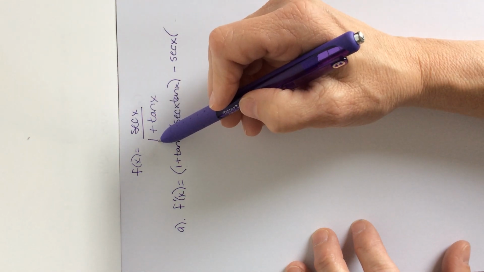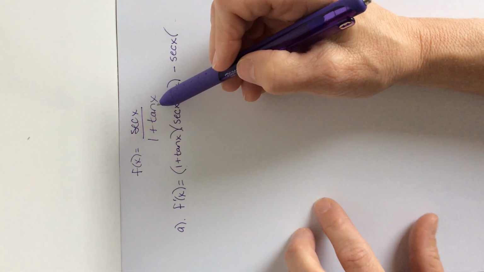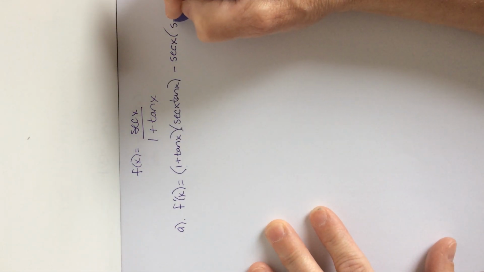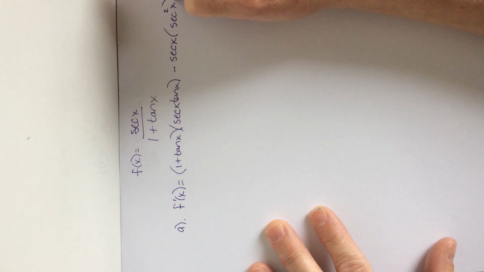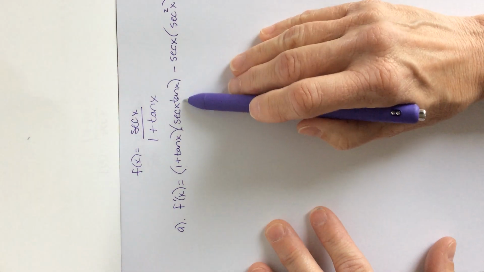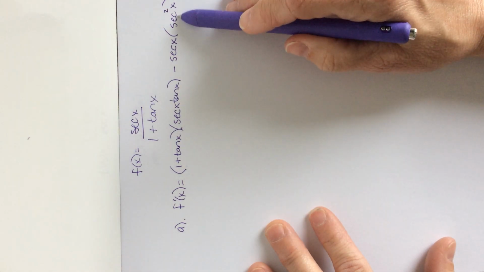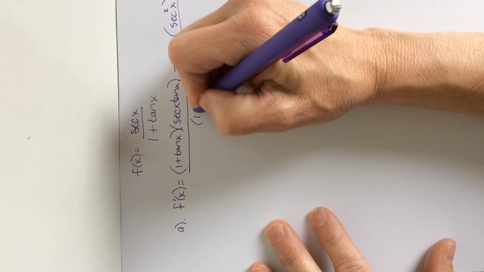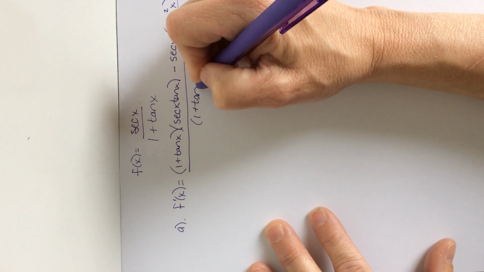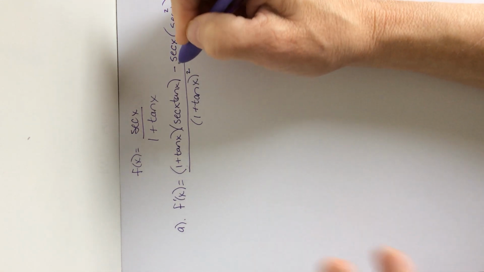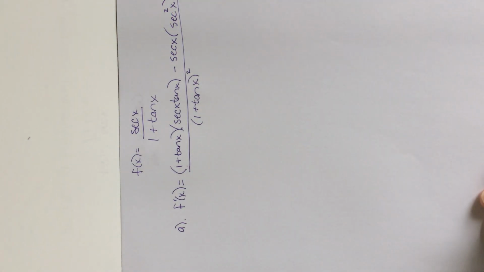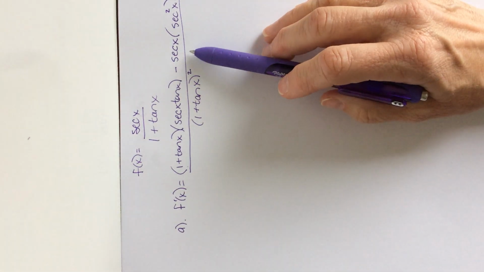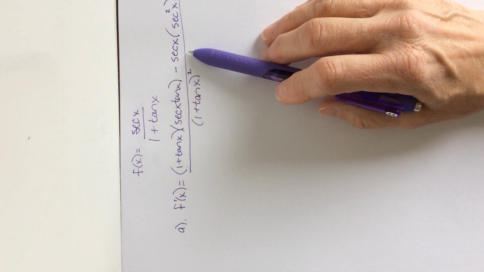The derivative of 1 is 0. The derivative of tangent is secant squared x. So I have low d high minus high d low over low, 1 plus tangent of x squared. Okay, so this is the very raw form of the derivative.